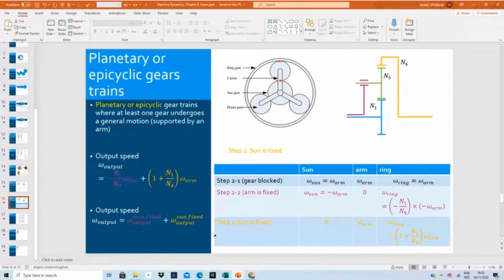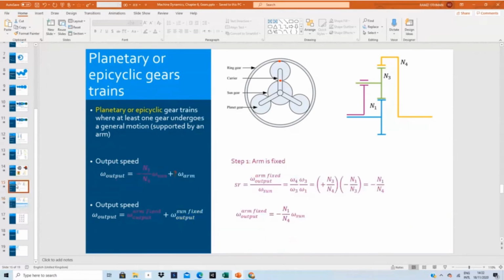Let's go ahead with the epicyclic gear trains. Okay, so the main idea is to split the procedure in two steps, because here we have two inputs, mainly the sun and the arm. And we will work with the superposition principle, and we study the effects one by one. So first we study the effect of the sun. So if I study the effect of the sun, I will assume that the arm is fixed.